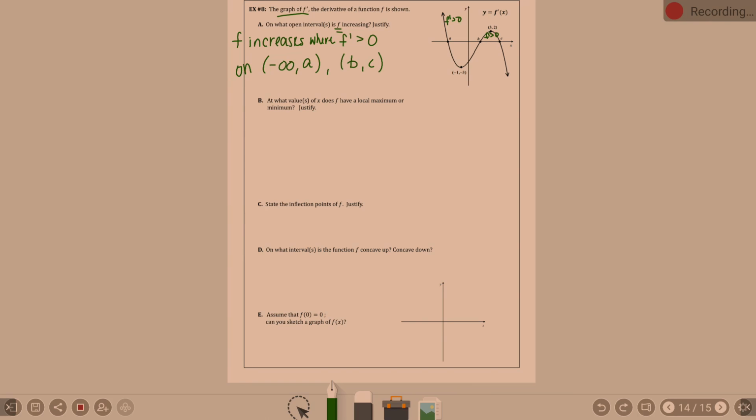B. A, B, C. At what value of x does f have a local max or local min, and justify? First of all, in general, what were you looking for? 0. When the derivative equals 0, yes? That's in general what we're looking for here. Now, the key points were at A, B, and C, because at those points, that is where the derivative equals 0. That correct?